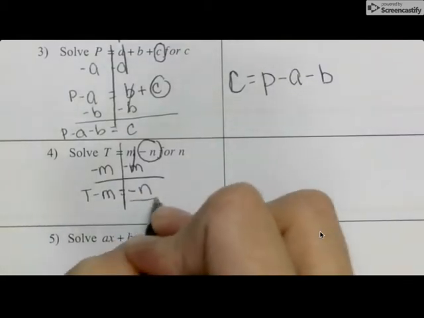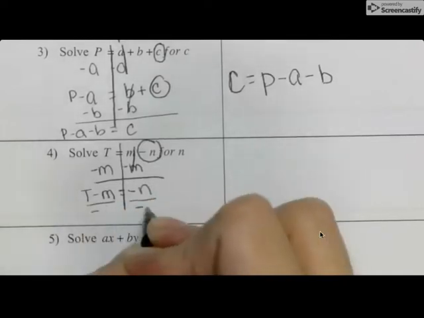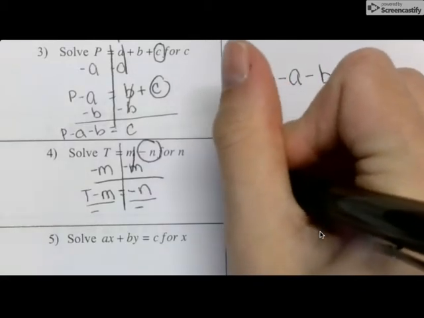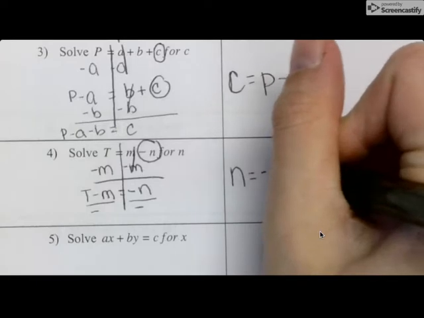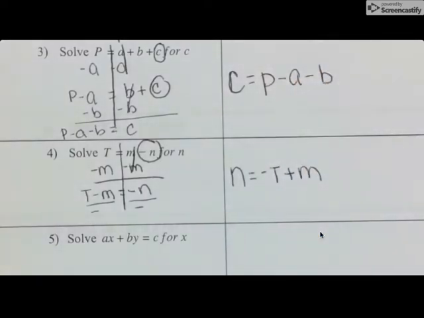I'm going to divide that by a negative, and that actually, believe it or not, makes this a negative t and a positive m. Because this is positive t divided by a negative, which is a negative, and a negative m divided by a negative, which makes a positive.